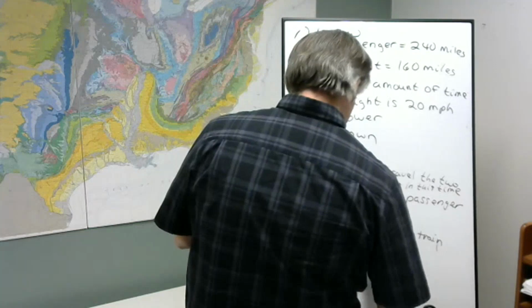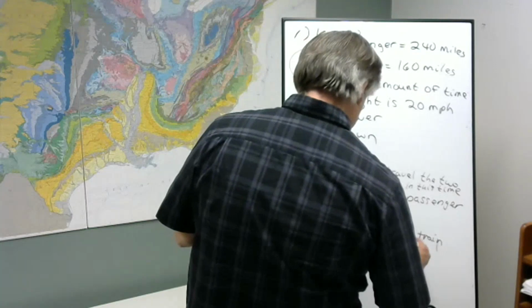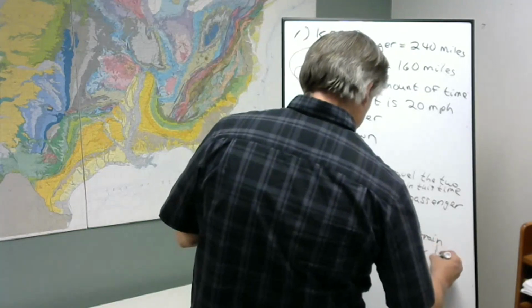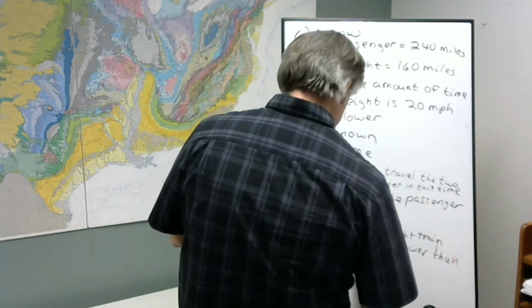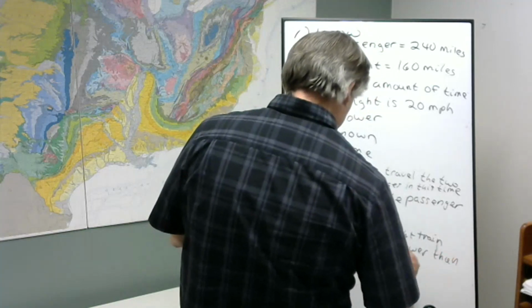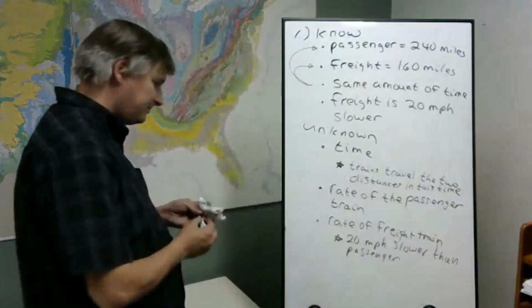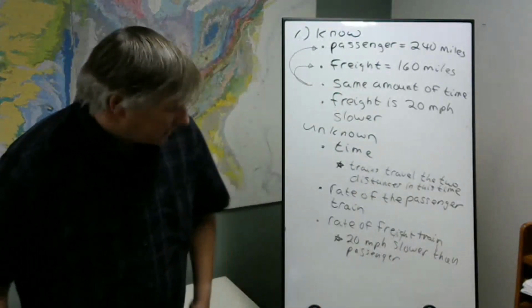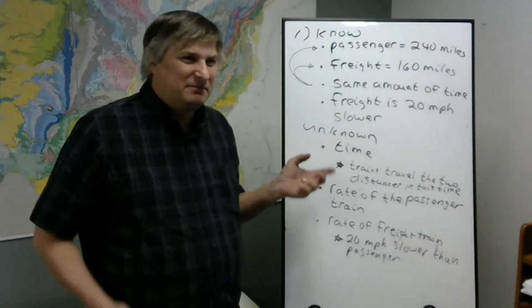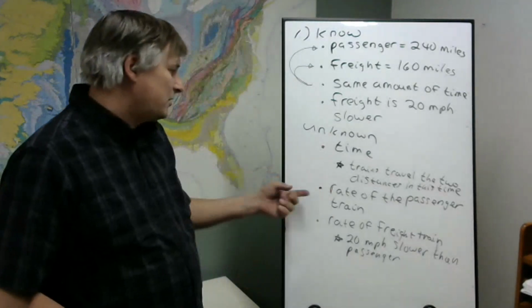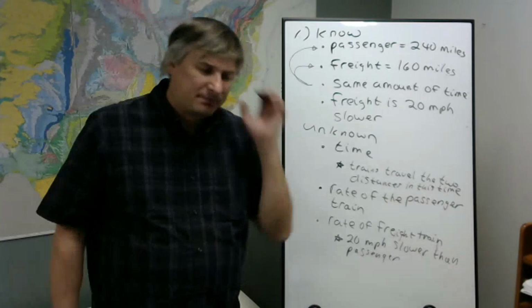It's 20 mph slower than the passenger train. So we don't know the time that they're actually traveling. We don't know the rates of the trains.